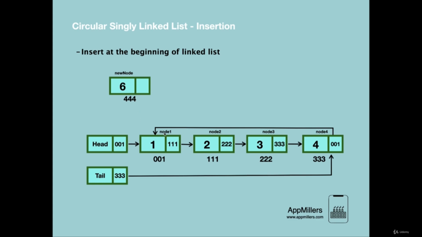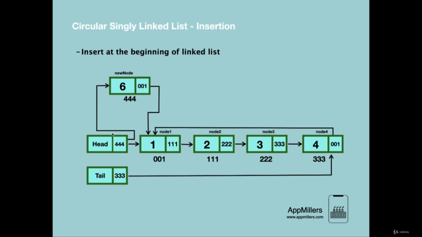So to insert this node before the node 1 over here, we need to update the reference of this node to node 1, which is 001. So first we are updating the reference of this node over here to 001, and this creates a link from this new node over here to the first node over here. The next thing we need to do is to update the reference of head over here to reference this node over here. So the reference of head gets updated to 444, and it creates a link between head and new node.